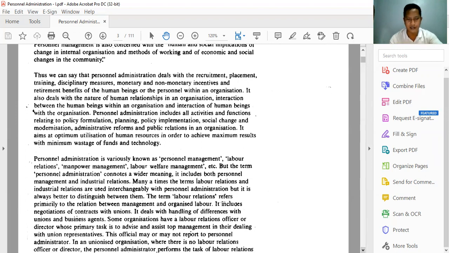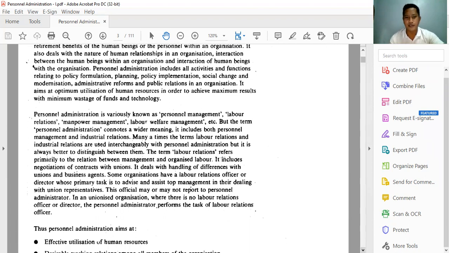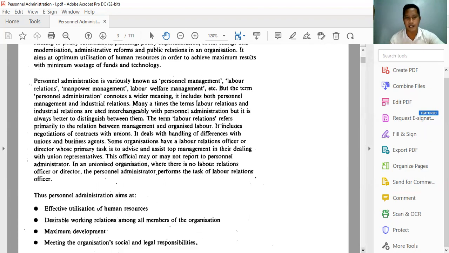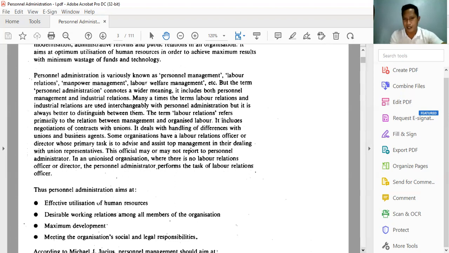Personnel administration is variously known as personnel management, labor relations, manpower management, labor welfare management, and so on. Many times the terms labor relations and industrial relations are used interchangeably with personnel administration, but it is primarily about the relation between management and organized labor. So there, we see that it is the management and the labor, the organized labor. So personnel administration aims at effective utilization of human resources.